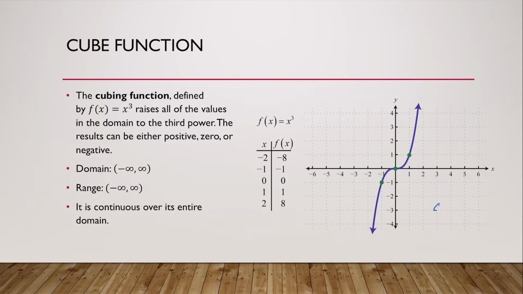Next, we have our cube function, right? Our cube function is defined by f of x equals x cubed, and it raises all values to their third power. Cubic functions have a domain of negative infinity to positive infinity, and their range is the same, right? Because if I cube a negative, I can get a negative number back, right? So this is our cubing function. This is an example of an odd function. Remember, not all cubics are odd, but this most basic one is.